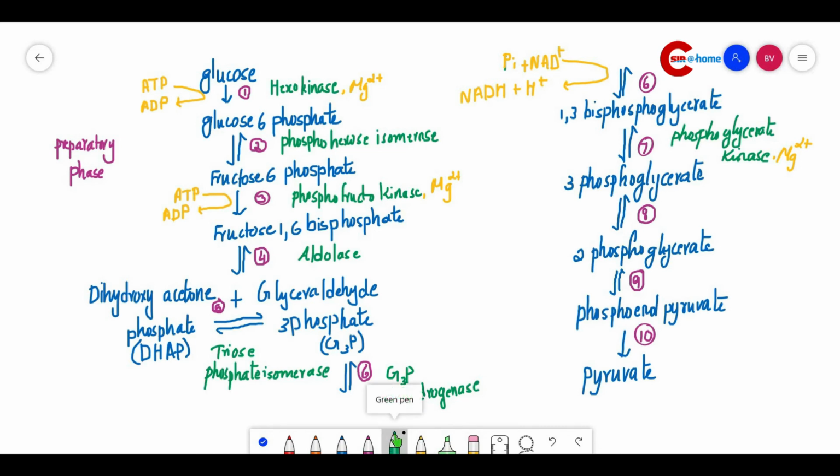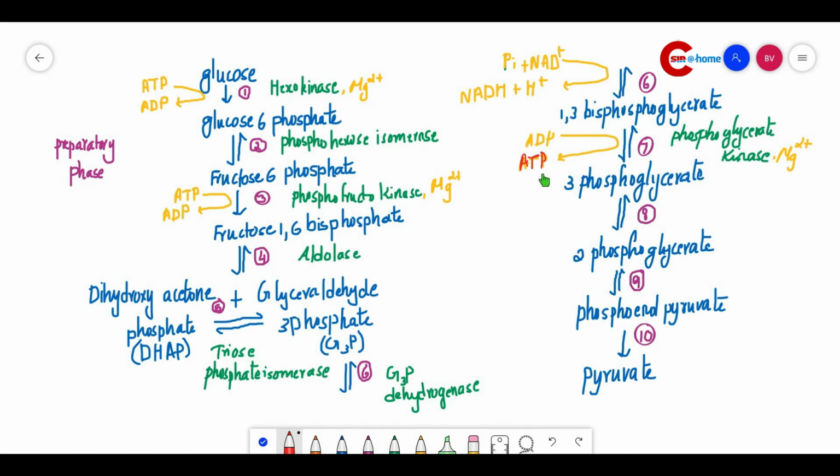This is substrate level phosphorylation, where in the 1,3-bisphosphoglycerate to 3-phosphoglycerate step, one molecule of ADP is converted into ATP. The enzyme is phosphoglycerate kinase. ADP is converted into ATP. That is substrate level phosphorylation.